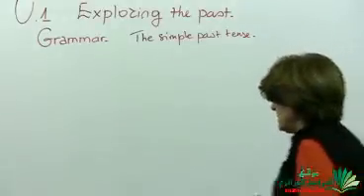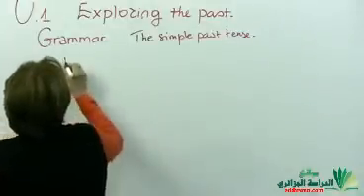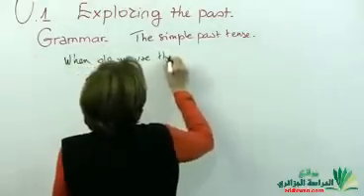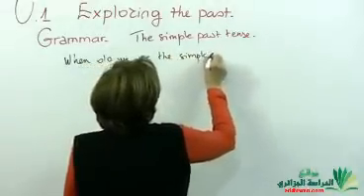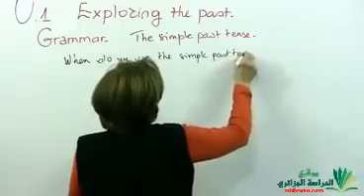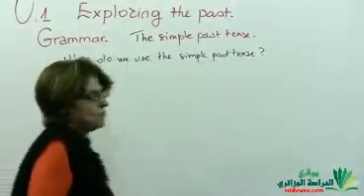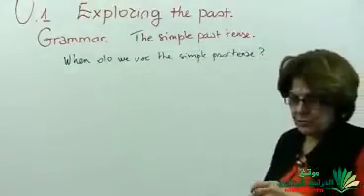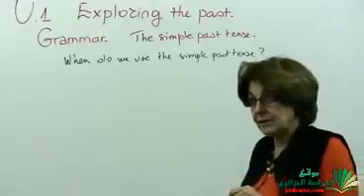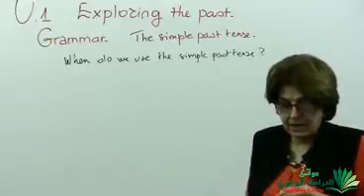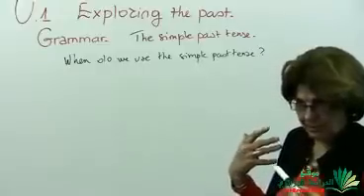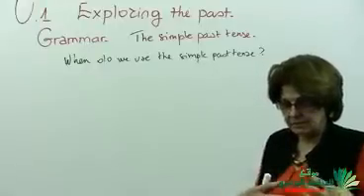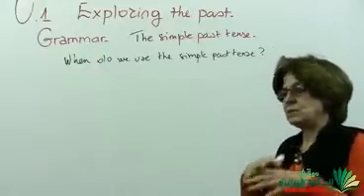When do we use the simple past tense? Well, it's a good question. We use it to describe an action that happened and was completed in the past. It means it started, it happened and was completed in the past.